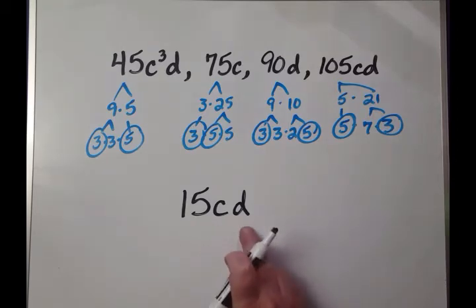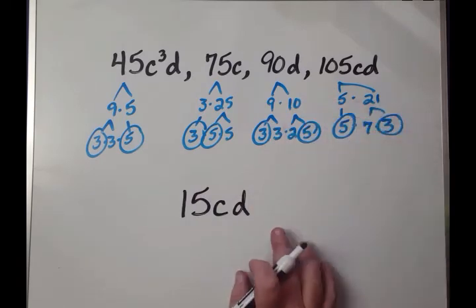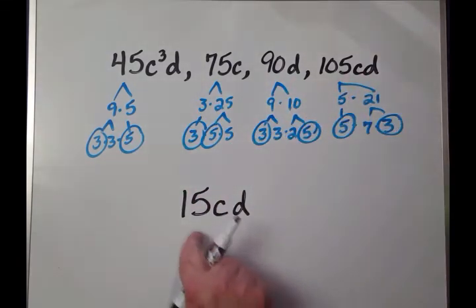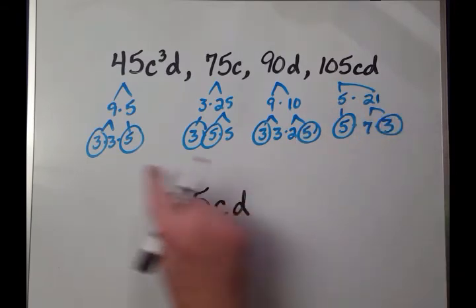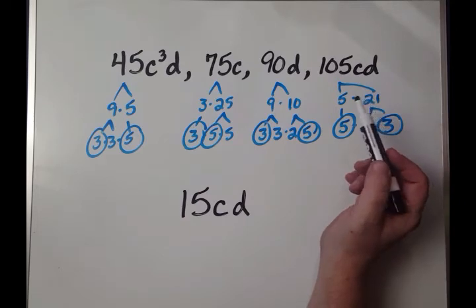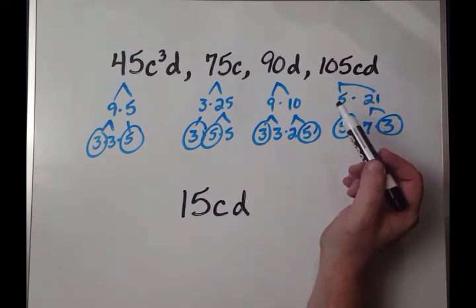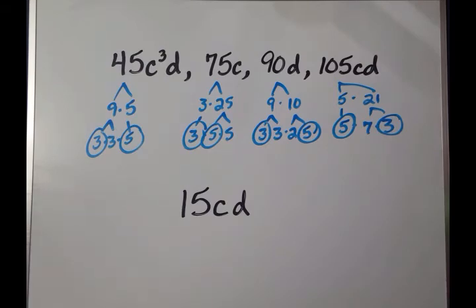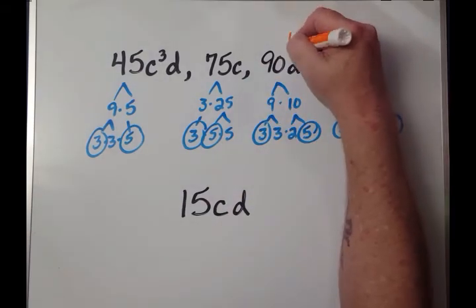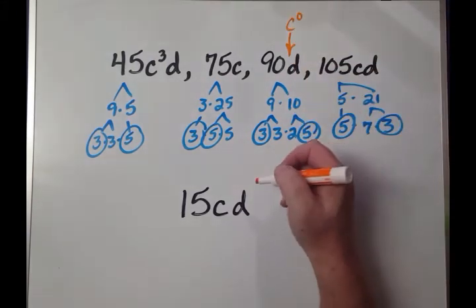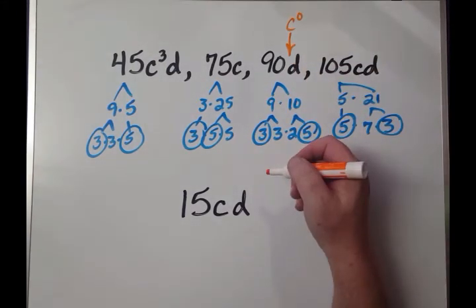Will this term divide evenly into all four of those? Does every one of those four terms contain a 15? Yes, we've shown that here in blue. Does every one of those terms contain a factor of c? No. Right here, there's no factor of c. So what would that be? C to the 0, which is the multiplicative nothing, 1.